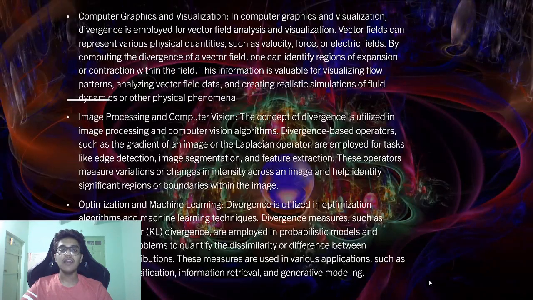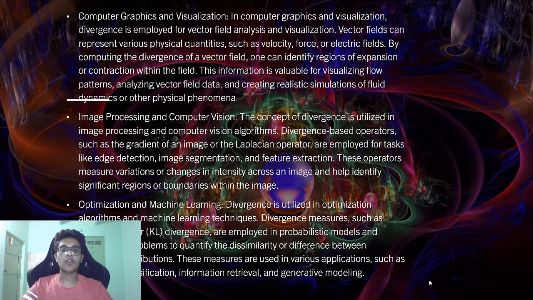Moving on to the next slide, we have computer graphics and visualization. In computer graphics and visualization, the divergence theorem is employed for vector field analysis and visualization. Vector fields can represent various physical quantities such as velocity, force, or electric fields. By computing the divergence of a vector field, one can identify the regions of expansion or contraction within the field. This information is valuable for visualizing flow patterns, analyzing vector field data, and creating realistic simulations of fluid dynamics or other physical phenomena.